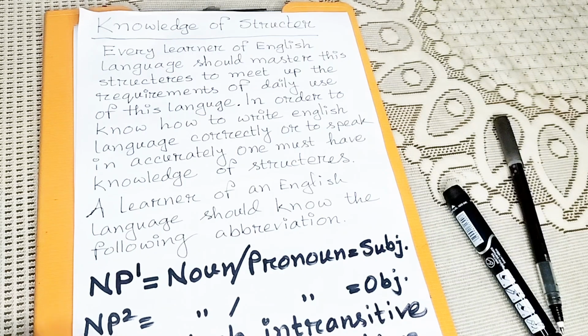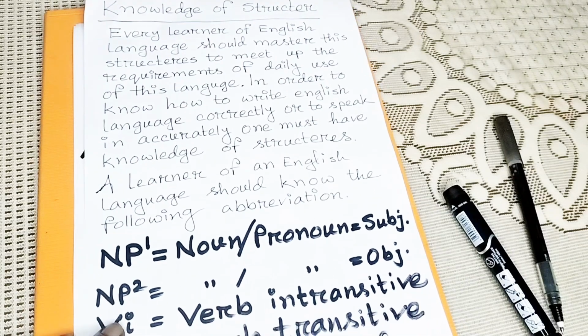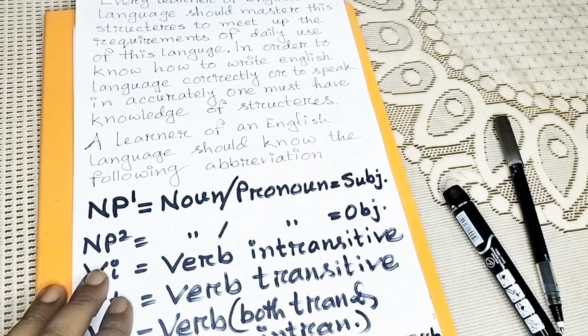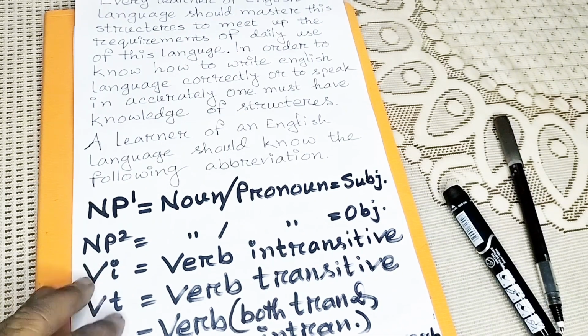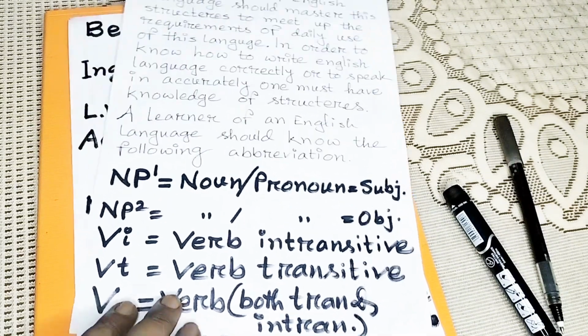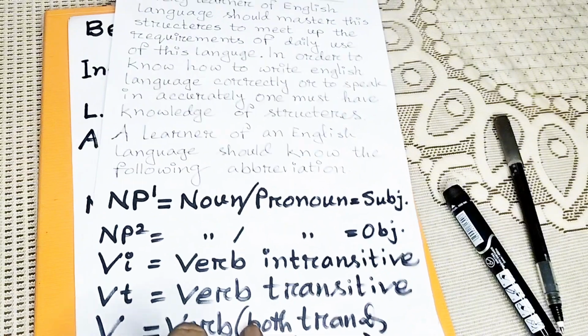NP1, that means noun or pronoun as subject. NP2, this is also a noun or pronoun as an object. VI means verb intransitive. VT, verb transitive. V refers to both transitive and intransitive verbs.